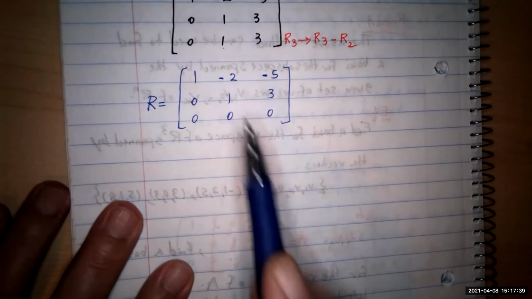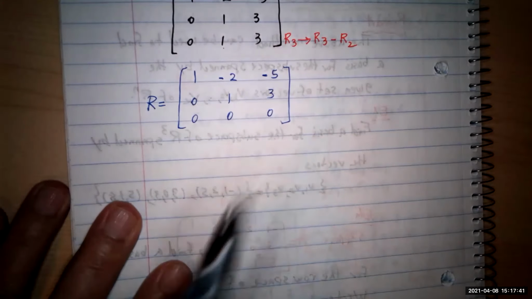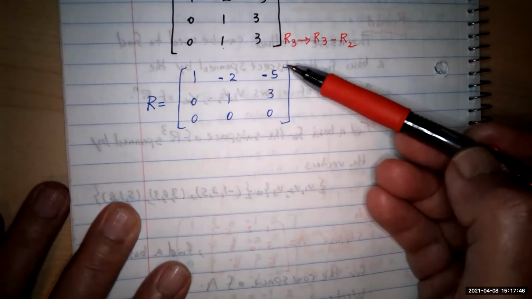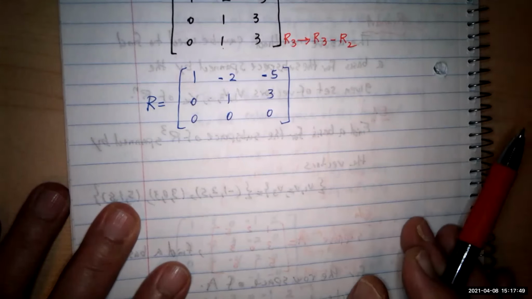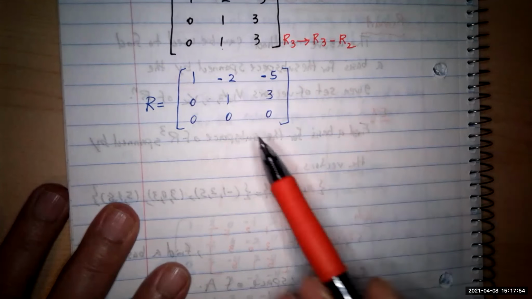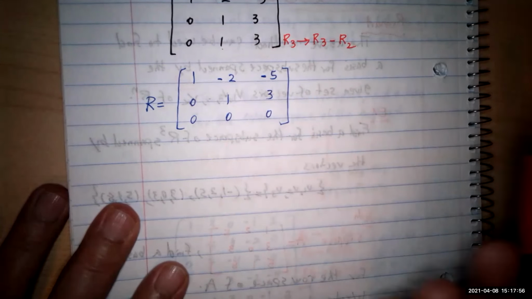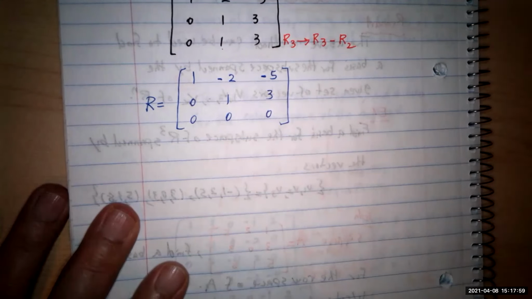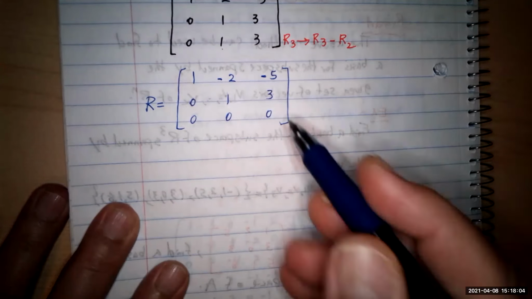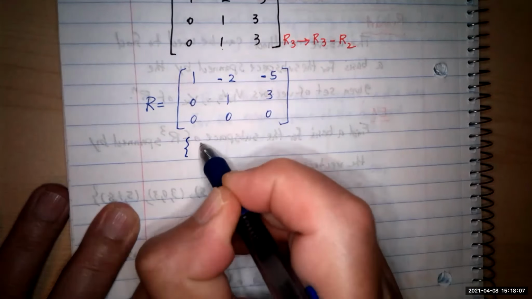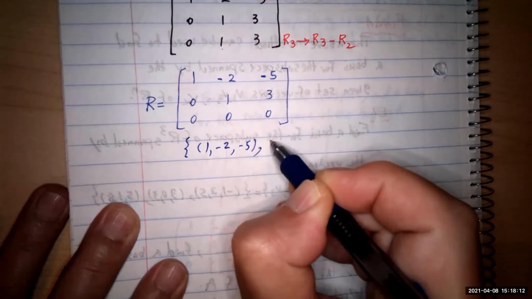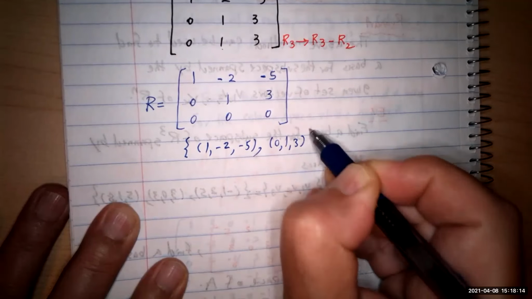Remember, row echelon only. Just start with a pivot. So as you can see, you have two non-zero rows. So these two vectors would be a basis for the row space, which is the one that we are interested in. Okay, that's it. You can call them something or just go ahead and do it. So you just claim that this is it. So we get the 1, negative 2, negative 5, and the 0, 1 and 3.